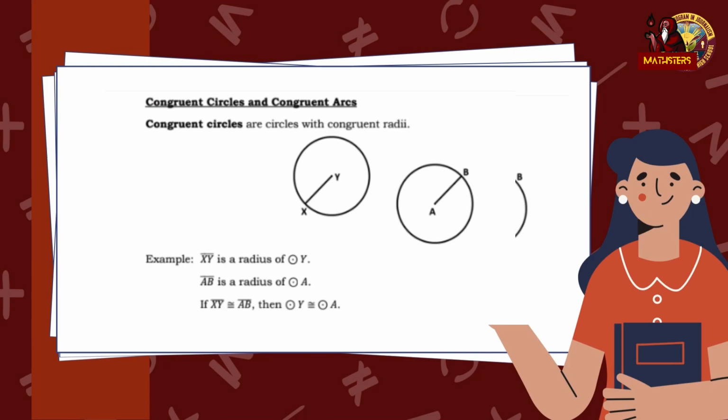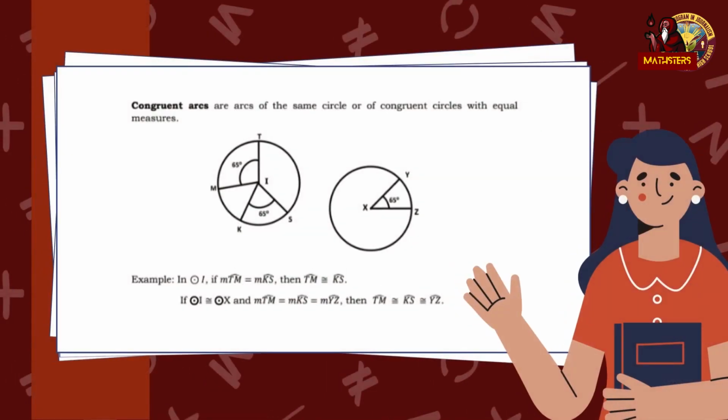Observe. Congruent arcs are arcs of the same circle or congruent circles with equal measures. In circle I, if the measurement of arc TM is equal to the measurement of arc KS, then arc TM is congruent to arc KS. Moreover, if circle I is congruent to circle X and the measurements of arcs TM, KS, and YZ are equal, then arcs TM, KS, and YZ are congruent.